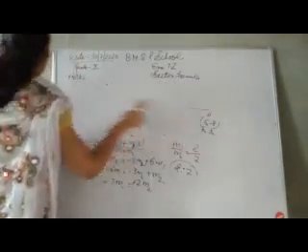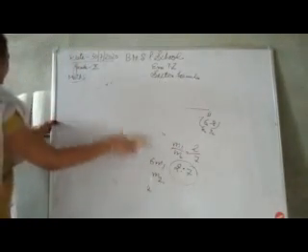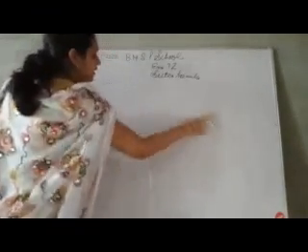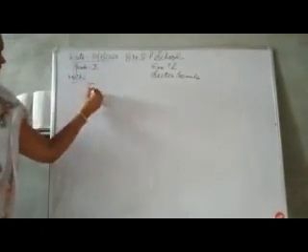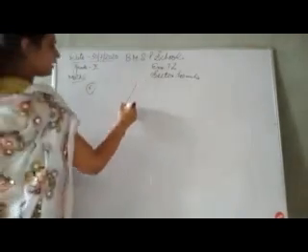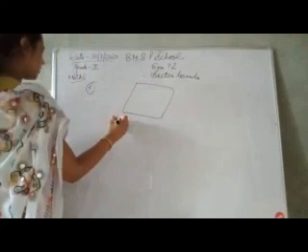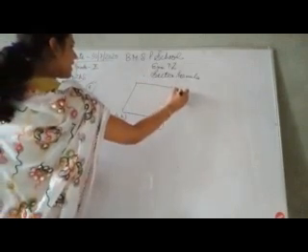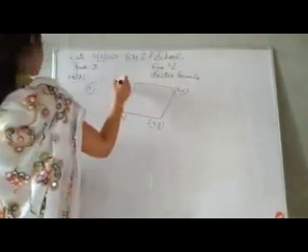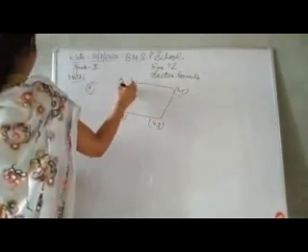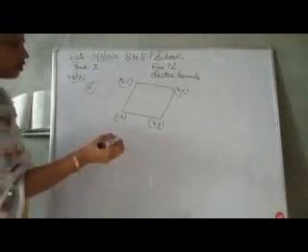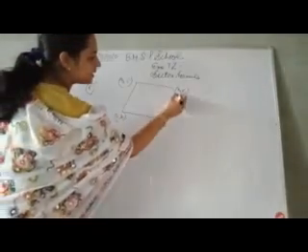Now, question number 5th is the same as this one. The 6th question is related to a parallelogram. They said there is a parallelogram whose coordinates are given. The first coordinate is 1, 2, then 4, y, x, 6, and the fourth one is 3 and 5. Find the value of x and y. We have to find out the value of missing x and missing y.